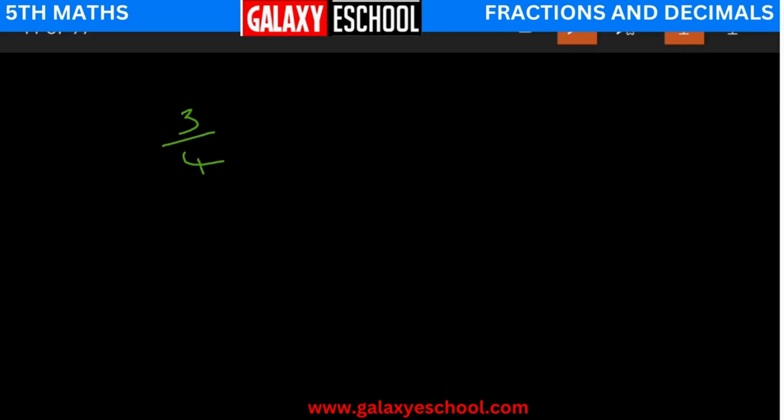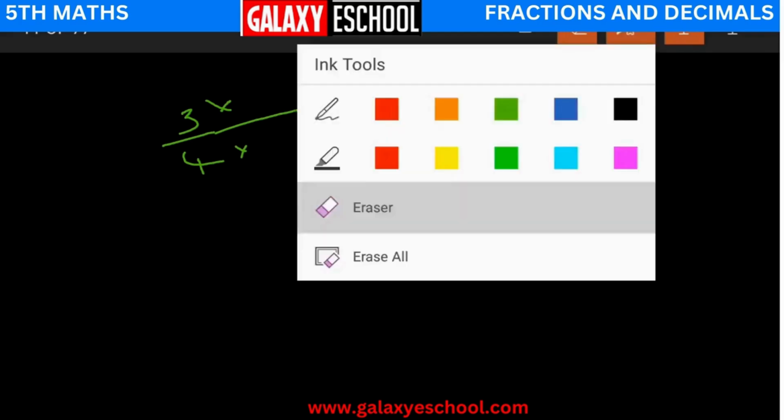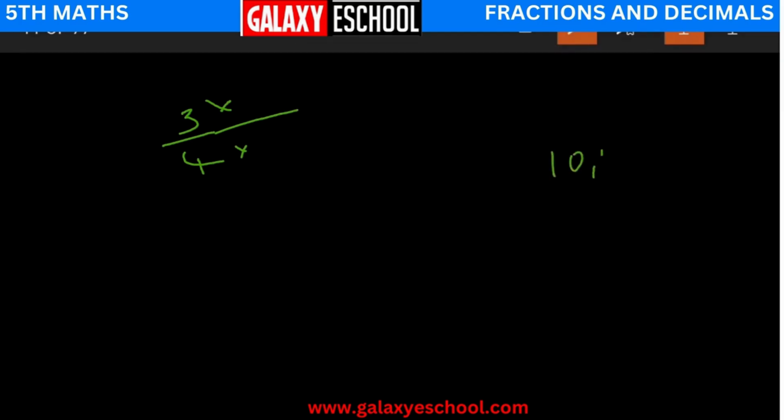Do you remember equivalent fractions? Equivalent fractions are those which are equal in value. How did we find them? We either multiplied the numerator and denominator by the same number, or we divided the numerator and denominator by the same number, so that the denominator becomes 10, 100, 1000 or so on.